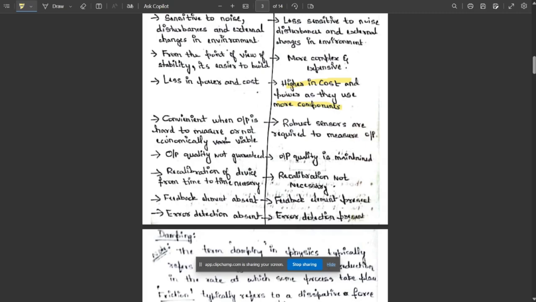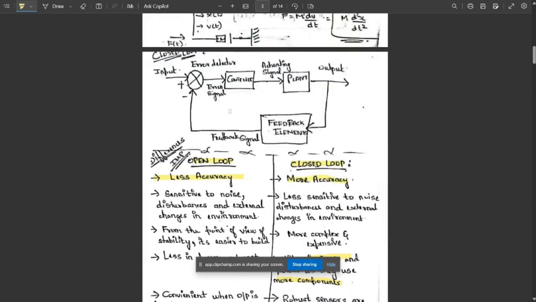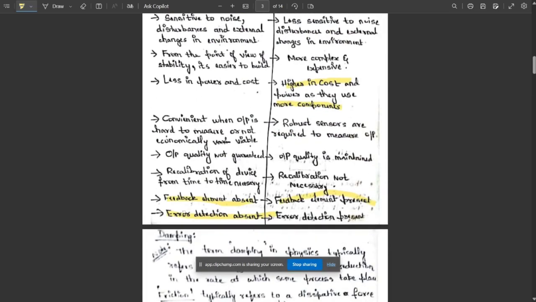So the output quality is not guaranteed here, and the output quality is guaranteed in case of closed loop. A recalibration of the device from time to time is necessary here, and recalibration is not necessary in case of closed loop. And the feedback element is present, this is a very important point. Feedback element is present in case of closed loop, and it is absent in case of open loop, and we cannot find the error very easily in case of open loop control system. So that's why error detection is absent, and error detection is present in case of the closed loop control systems.